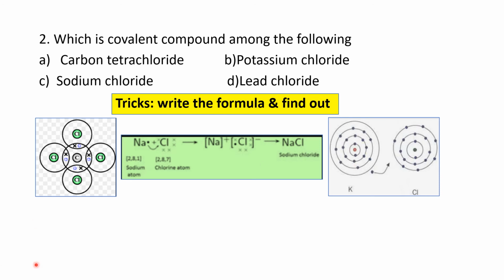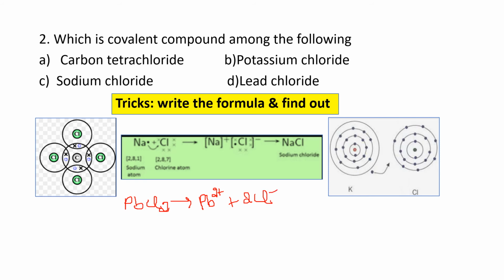And what about lead chloride? This is another way, and I'll write it and show you. This way also you can write it, but in exams it's very difficult to do it this way. Lead chloride means PbCl2. So how to write it? PbCl2: Pb2 plus and 2Cl minus.